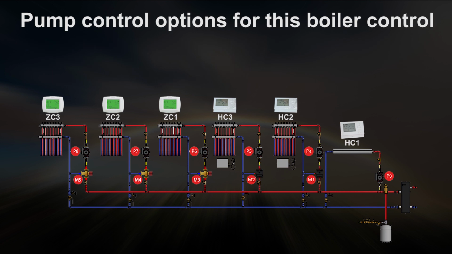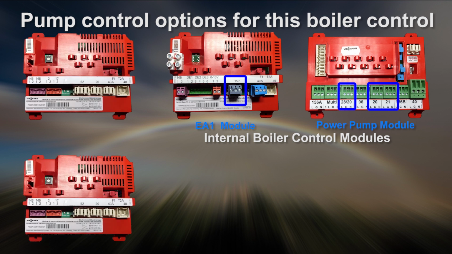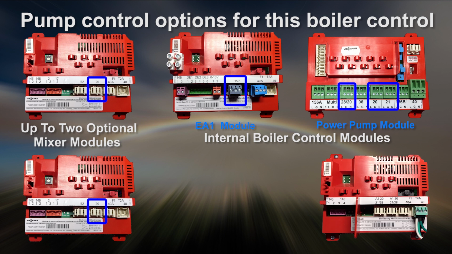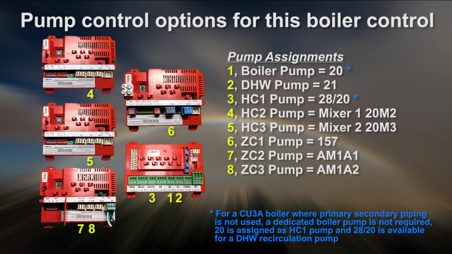Let's take a quick look at how we control these pumps. Inside the boiler, 2 modules, the power pump module and the EA1 module, can look after 3 pumps. Each of the mixer modules used for HC2 and HC3 can handle one pump each. And the optional AM1 pump module expands it by 2 more. The pump assignments are as follows.